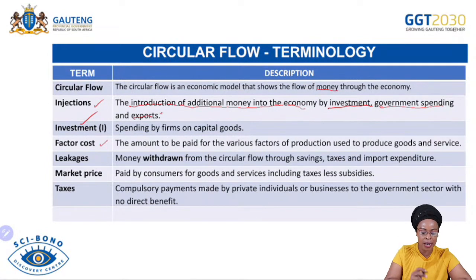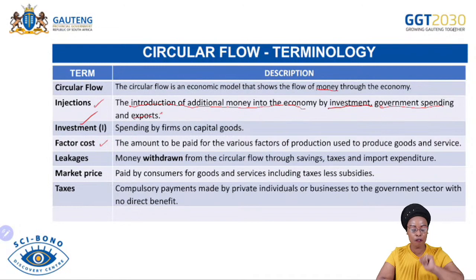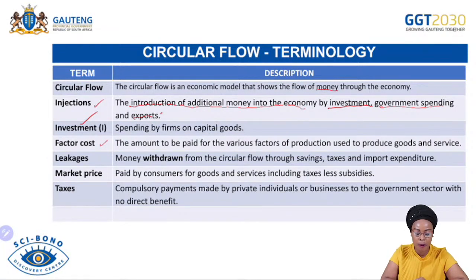We also have factor cost. Remember, we have four factors of production. So the amount to be paid for the various factors of production used to produce goods and services, that is what is called factor cost.